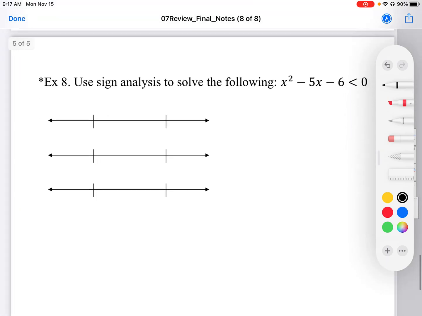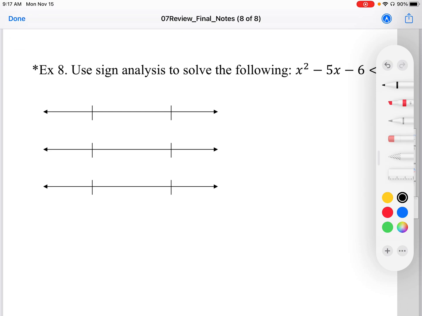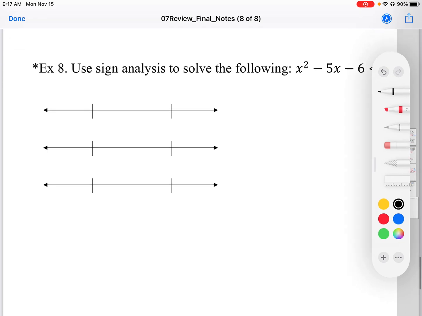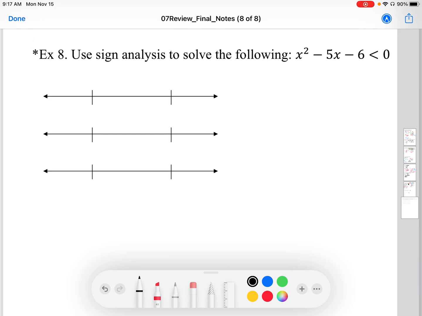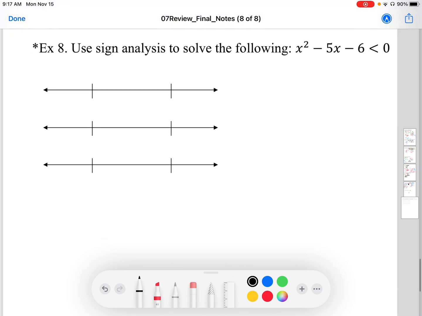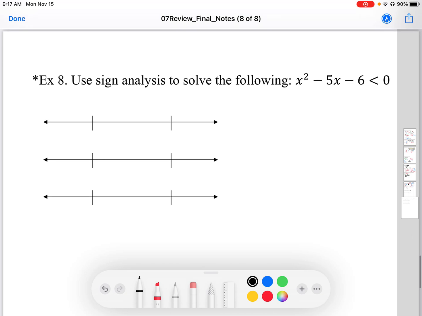So here this is asking us to use sign analysis to solve the following. Really, we don't need to use sign analysis. This is kind of an extra, but we do need to solve this inequality. So we're going to solve this inequality first, and then we're going to see how sign analysis works. So for inequalities, again, if it's less than 0, the boundary is 0. So we're going to solve this inequality for 0.